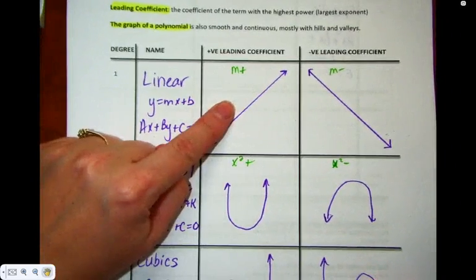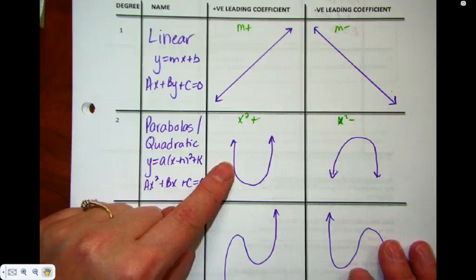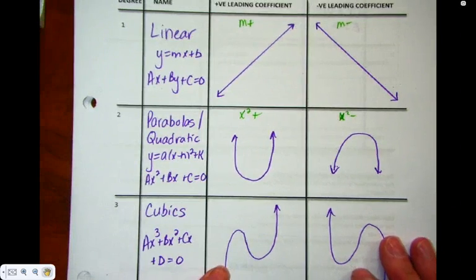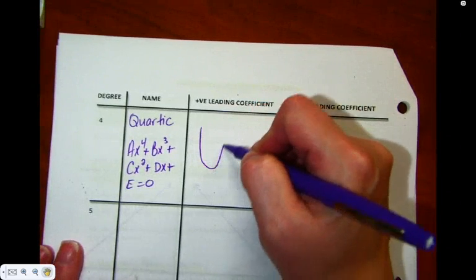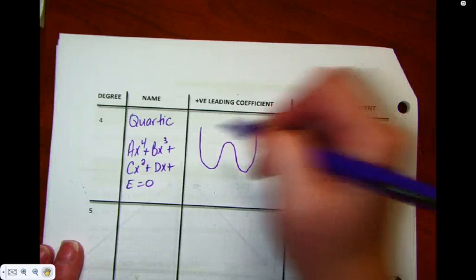Linear had no max or mins. Quadratic had one max or min. Cubic had two max or mins. What do you think is going to happen here? 3, it starts from the top, gives a min, gives a max, gives a min. Hello, letter W.